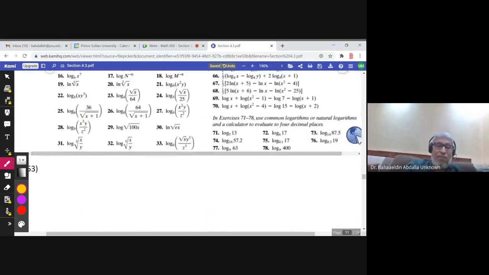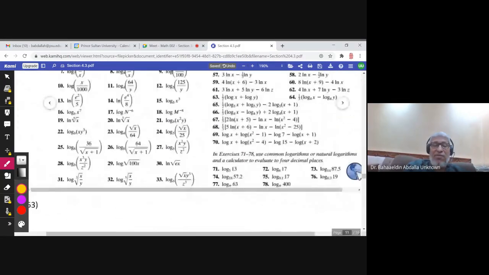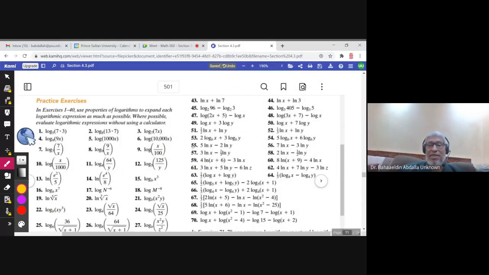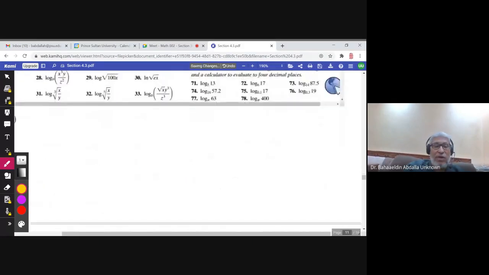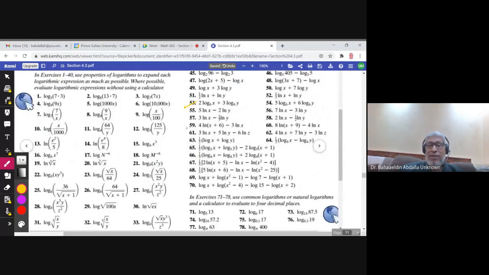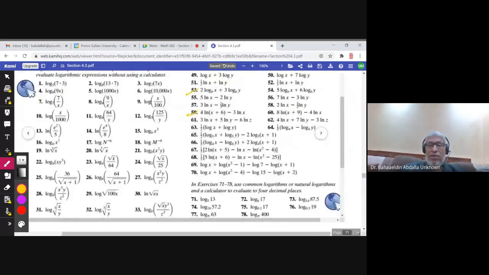Now, please try to solve these questions by yourself. Notice that the question here is write as a single logarithm. So I think this is easy. You can do it. 53, also 59 is easy, similar to the examples. Also 65, and 67. Let me solve 65.